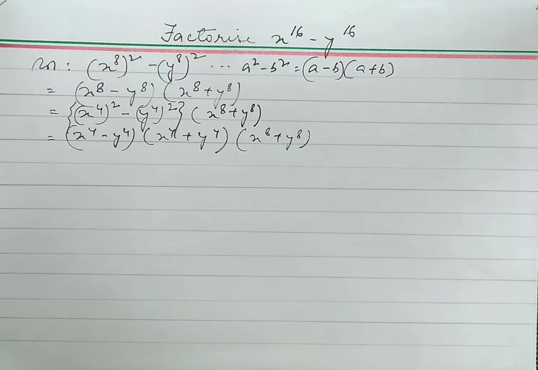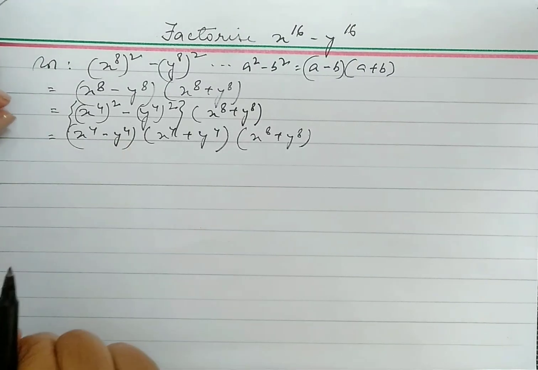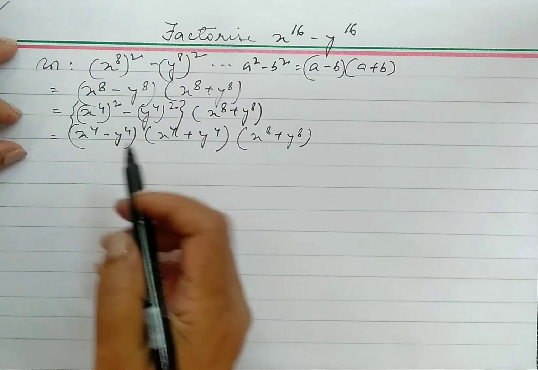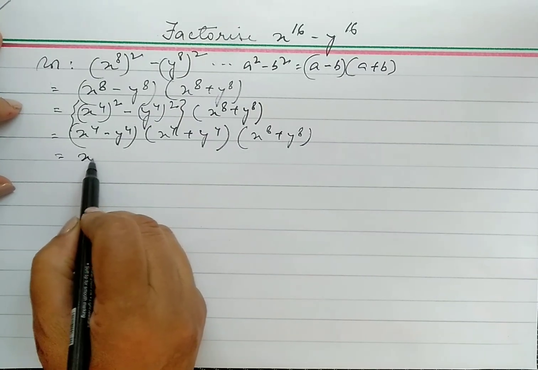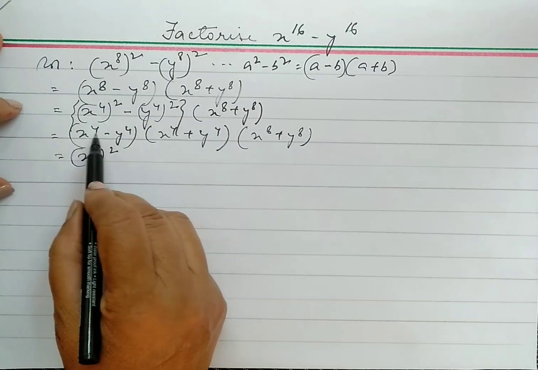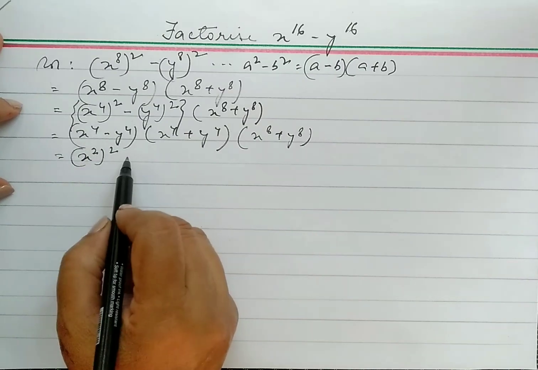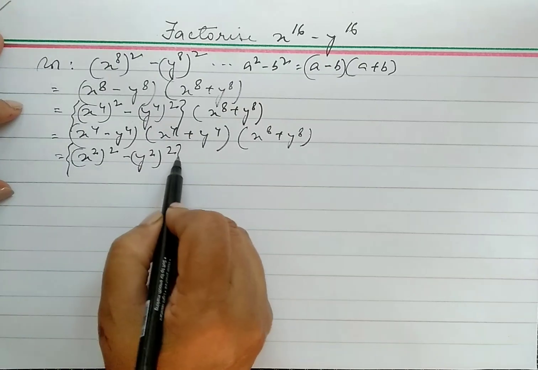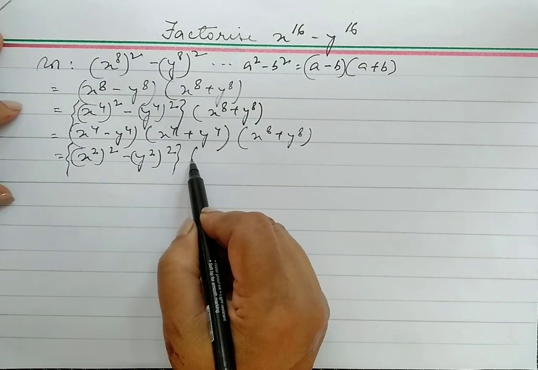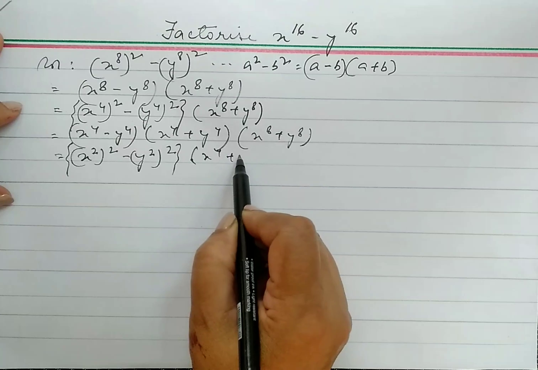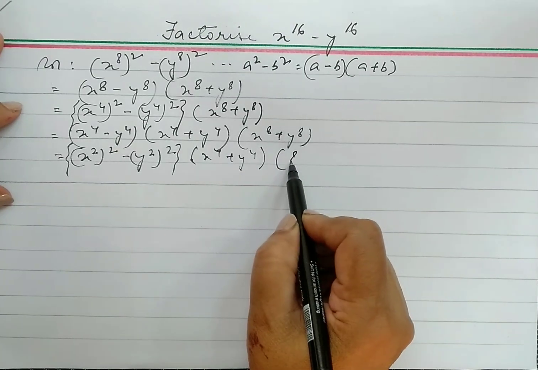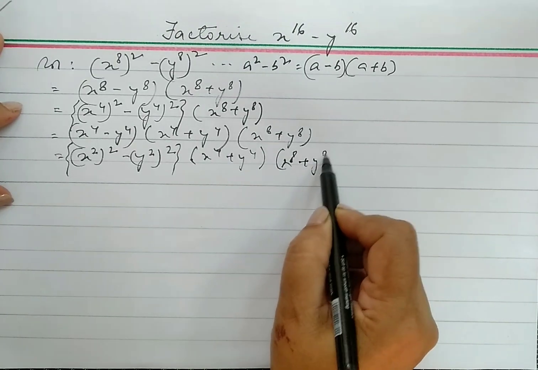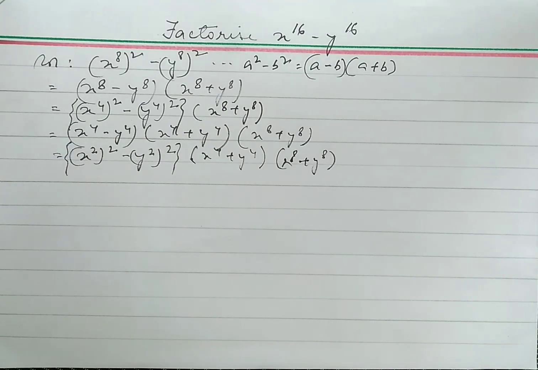Are you getting it? Now here this can be further lowered down, as once again we'll have 2 inside and 2 outside for this. 2 into 2 is 4, so x to the power 4 is (x squared) squared, and likewise y to the power 4 is (y squared) squared. So we have x to the power 4 plus y to the power 4 to be copied down the way it is. Got it? Simple. What next?